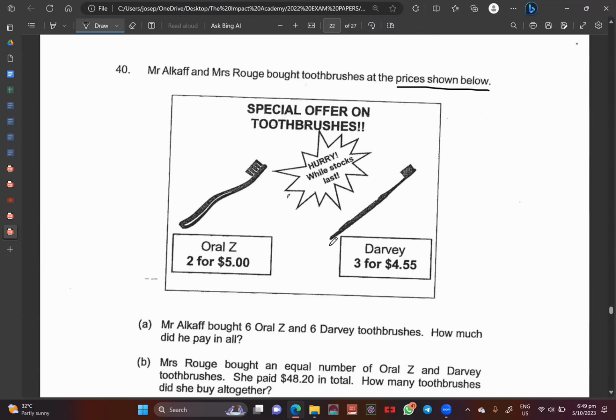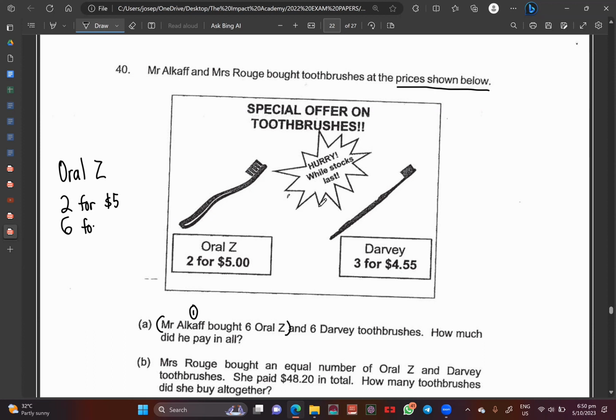For A, it says that Mr. Akaf bought how many? 6 Oral Z. So let's talk about Oral Z first. I want to break it down. I want to say that this is sentence number 1. For Oral Z, 2 is for $5. So Mr. Akaf bought how many? 6.